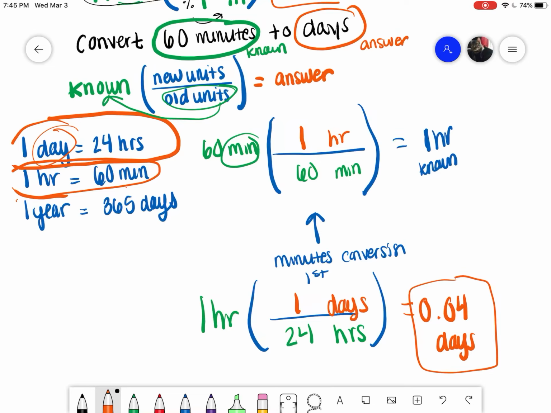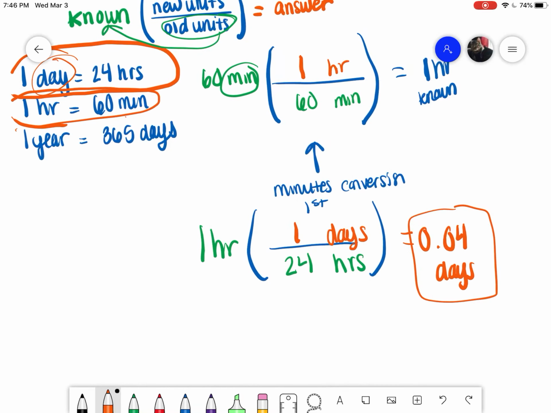So does it make sense that 60 minutes is 0.04 days? Well, yes, because 60 minutes is a very, very small portion of 1 whole day. So we can't fit a whole day in 60 minutes. We can only fit part of a day into 60 minutes because a day is much bigger than a minute. So this is one way you could do this conversion right here.